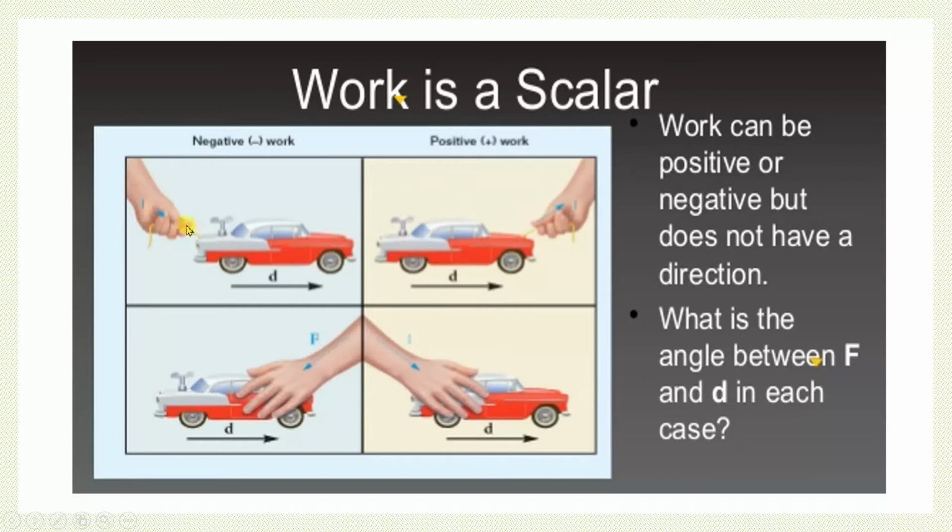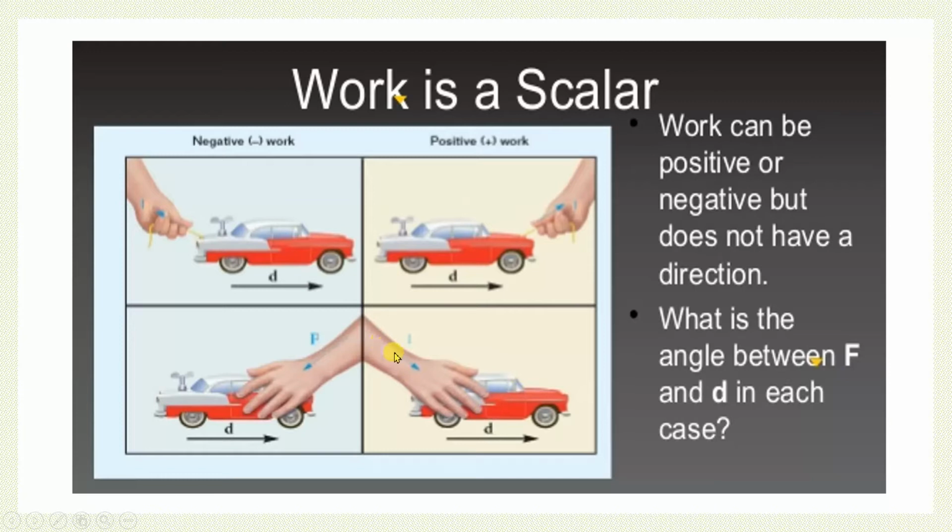Now you can see here the angle between the force and displacement is more than 90 degree. It is an obtuse angle. In the second case, force is applied in this direction and displacement is in the right direction like this. They are making an acute angle, so the angle between them is less than 90 degree. In the third case, you can see the force is applied in this direction, but the car is moving in this direction. The angle between them will be obtuse. Force is along this direction and displacement is here, so the angle will be more than 90 degree.